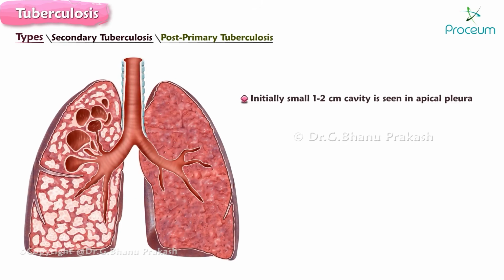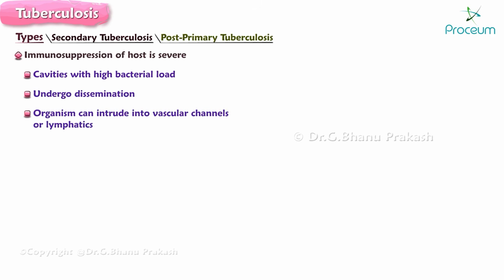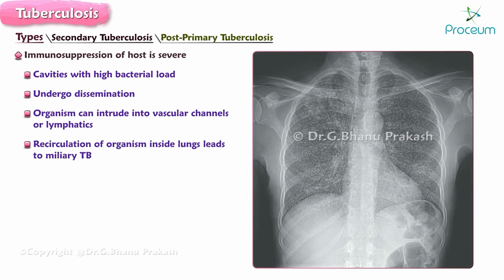Initially, a small 1 to 2 centimeter cavity is seen in the apical pleura, which is circumscribed. With progressive pulmonary tuberculosis, this cavity expands, producing large cavitary lesions inside the lungs. If immunosuppression of the host is severe, such cavities with high bacterial load can undergo dissemination, and the organism can intrude into vascular channels or lymphatics. And this recirculation of organisms inside the lungs leads to miliary tuberculosis. Note: the most common vessel to be eroded by a tubercular cavity is the bronchial artery.